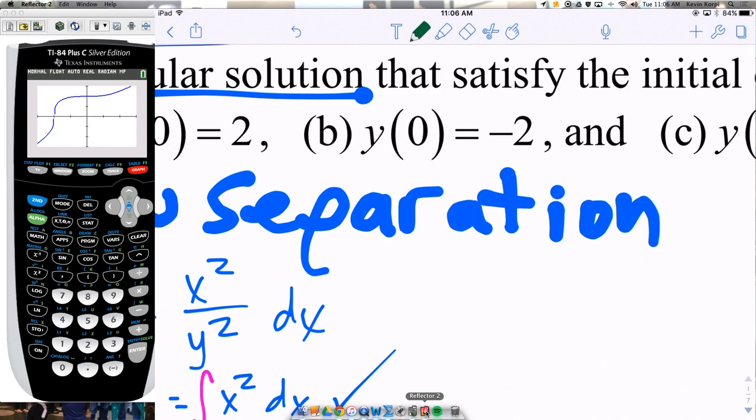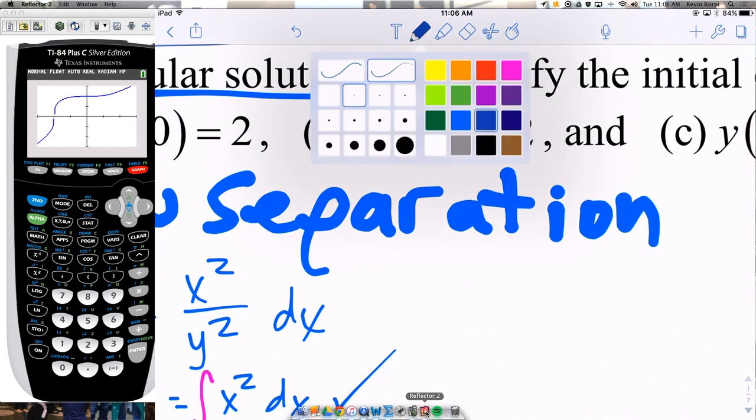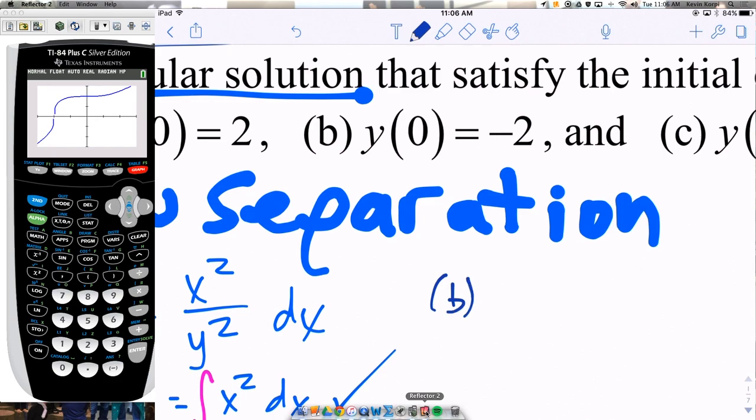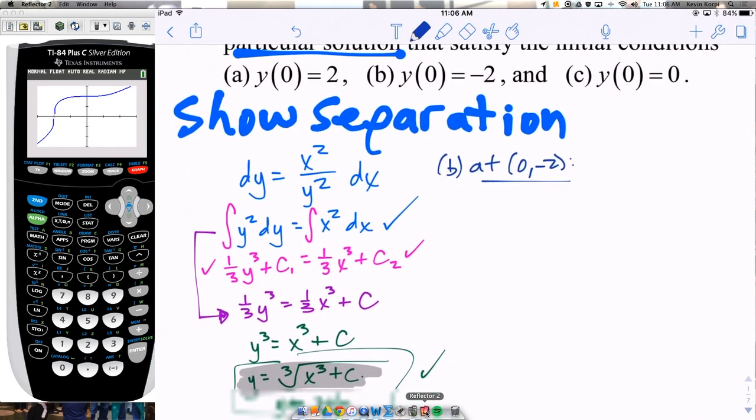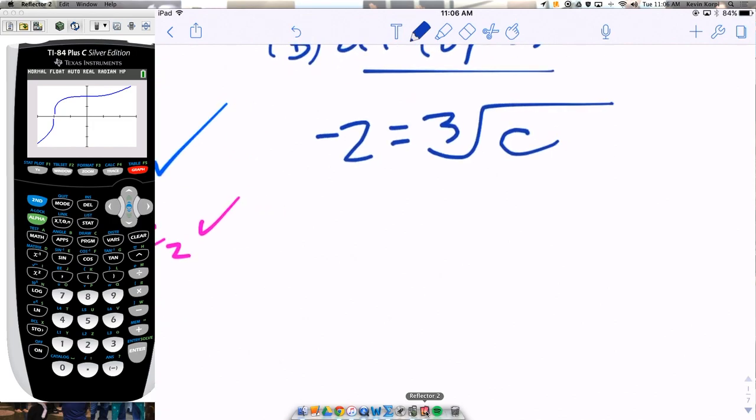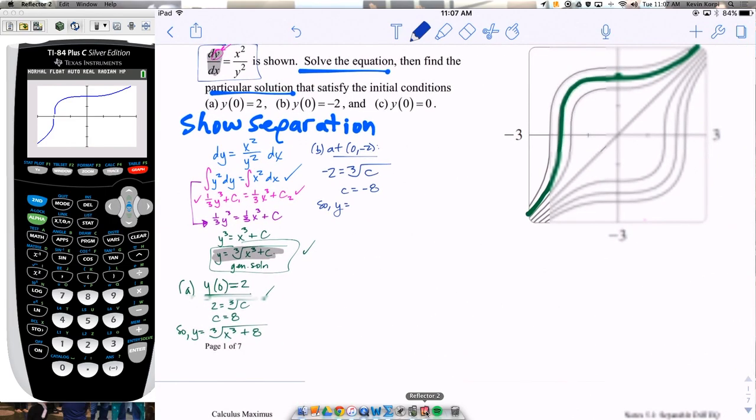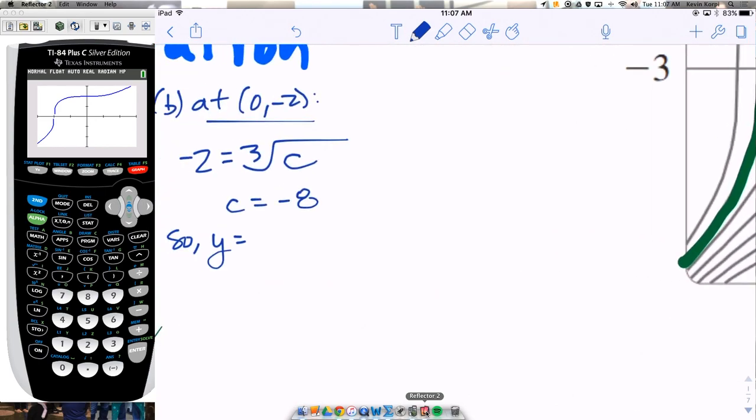To do part B, you don't have to reinvent the wheel. All you have to do is go back to the same general solution and plug in a different point. So you could do it differently. You could say at 0, -2, instead of saying y of 0 equals -2. And if you plug it into the general solution, you get -2 equals the cube root of c. Now again, the cube root of c at this point, you don't want it to absorb the cube root of an unknown because you are finding what c is in your locked-in general form. So if you cube both sides, you get -8. So the particular solution will be, very similarly, the cube root of x cubed -8.